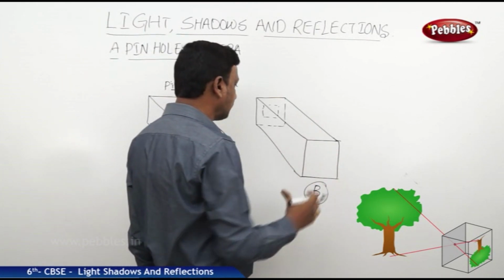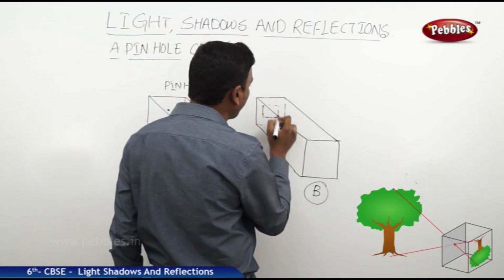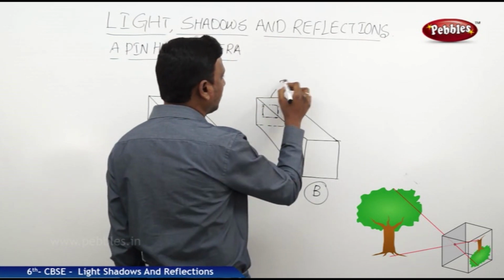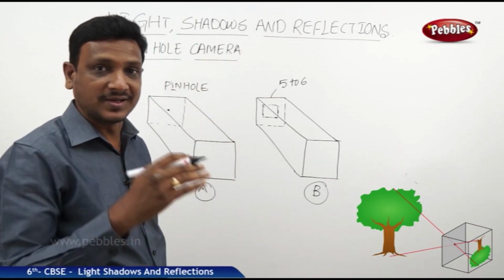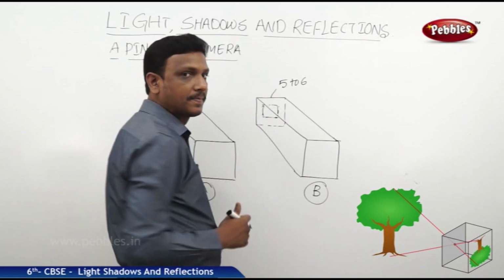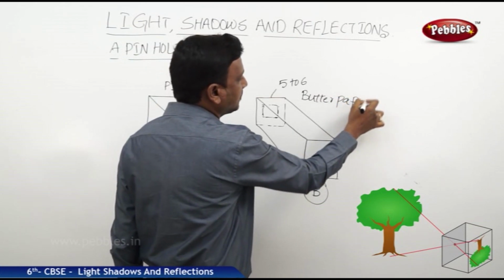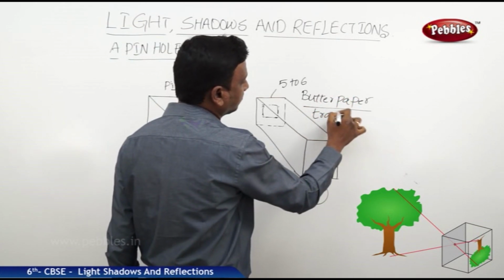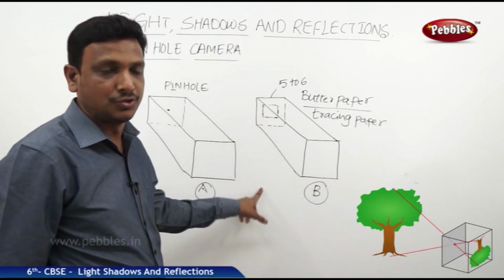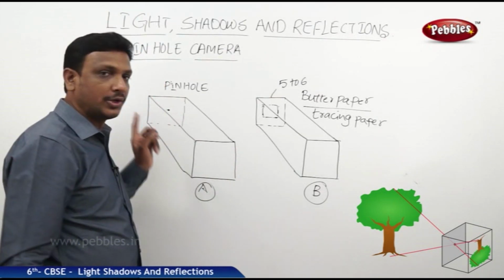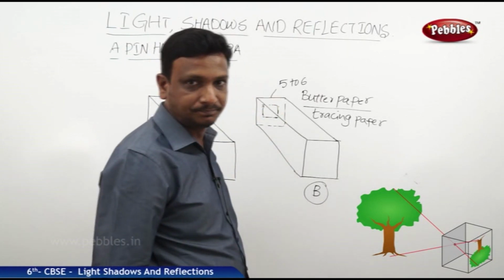Whereas in the inner one, the second box which you are going to keep inside that particular box, at the back side you have cut a square, 5 to 6 centimeter. After cutting the square, you pasted one butter paper. This is also called tracing paper. You have pasted it to the inner box, not the outer box. The outer box has got one hole, that is the pinhole. The inner box has got a cutting that is covered by a tracing paper.